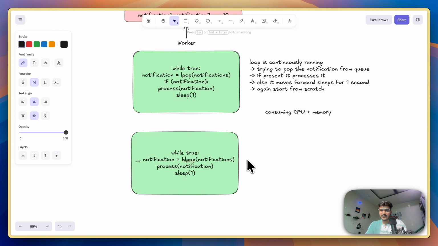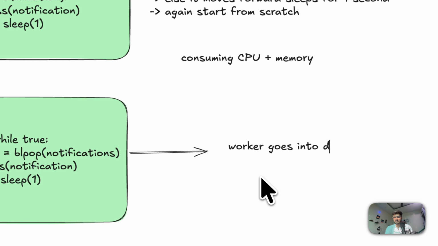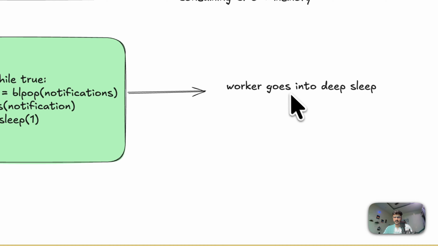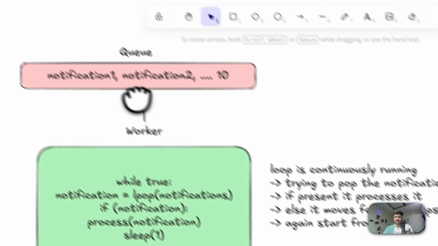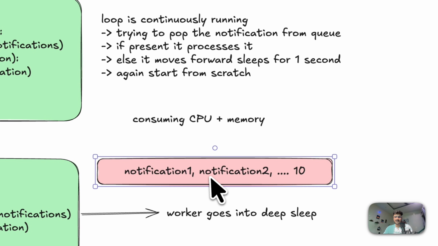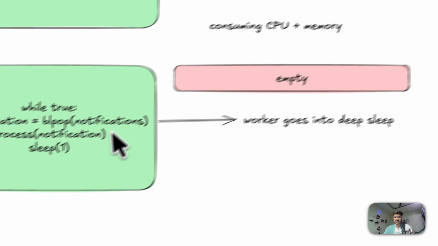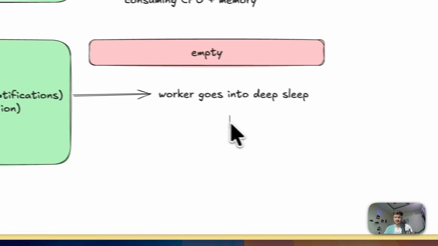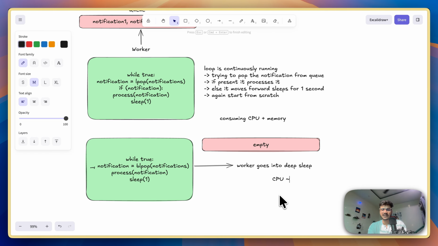So in this case what happens is here the worker goes into deep sleep, right? But this worker will only go into deep sleep if, let's say, this queue is empty. So let me just copy this as well. Let's say this queue is totally empty, right? So in this case this worker will go into deep sleep. Whenever a worker goes to sleep, CPU usage is almost negligible. You're not using CPU at all, right?